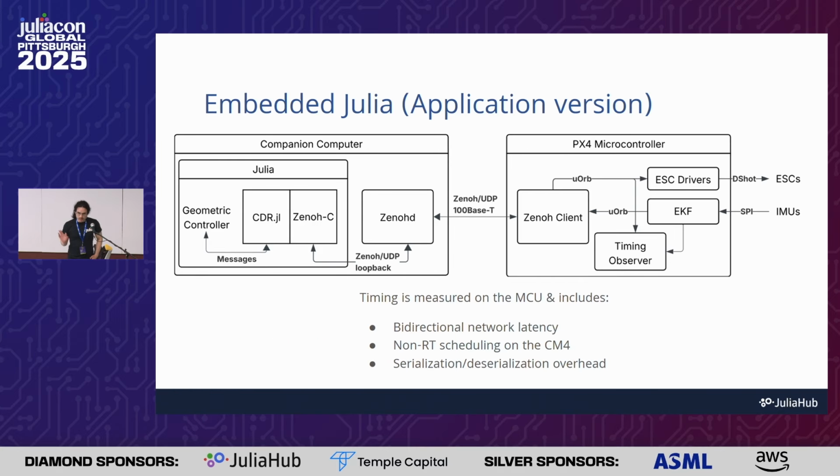I also wanted to add some really important caveats here before I present the timing results. It's measured on the microcontroller, and it also includes networking latency, so the latency required to get from the microcontroller to the CM4, the non-real-time Linux execution on the CM4, and then the serialization and deserialization overhead that's happening both in Julia and in the microcontroller.